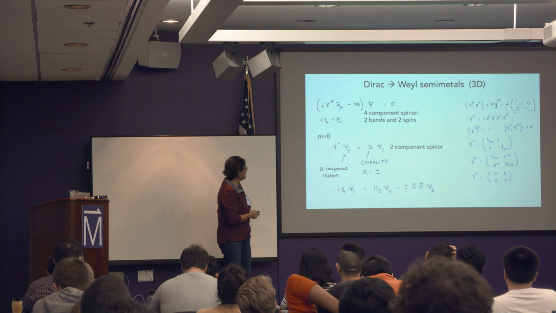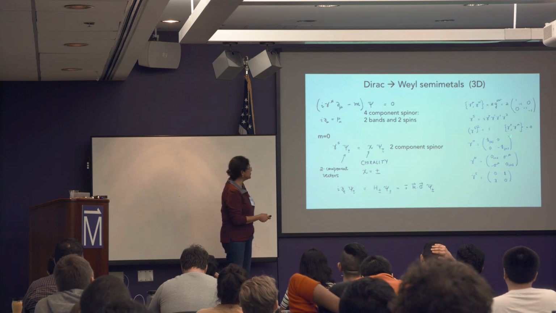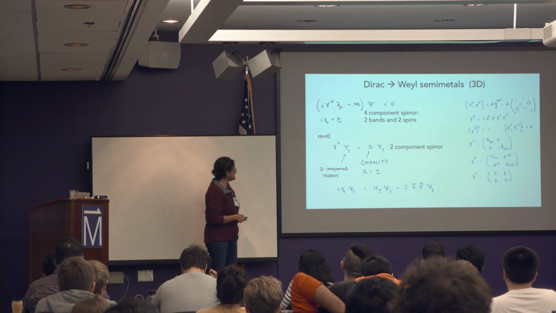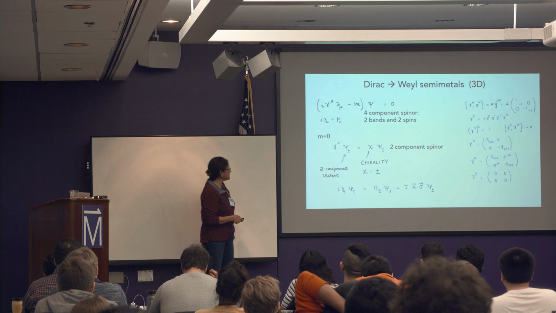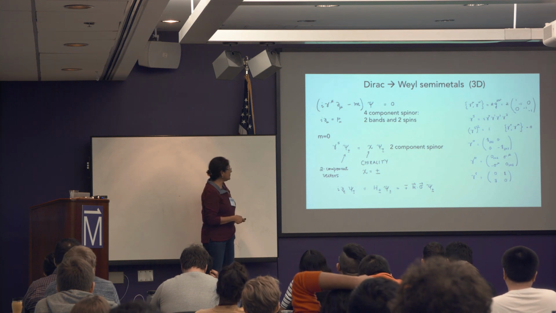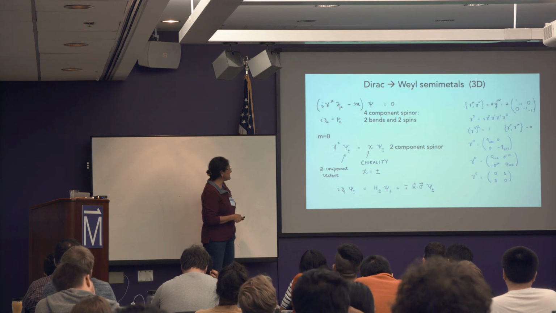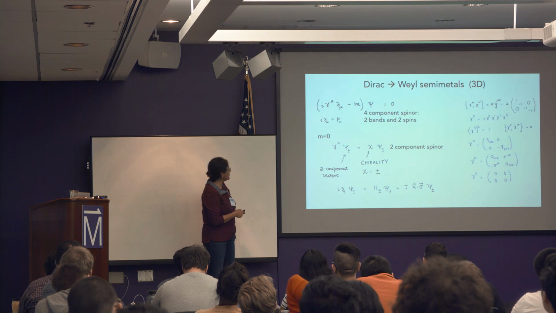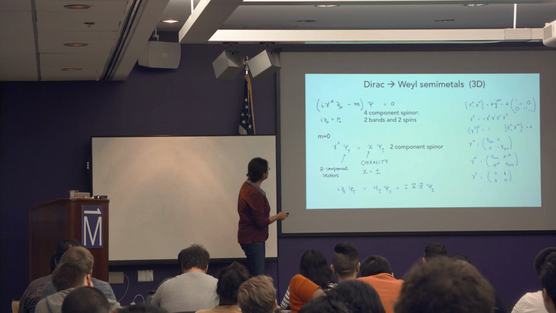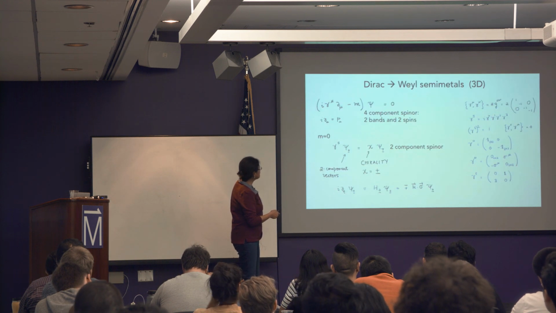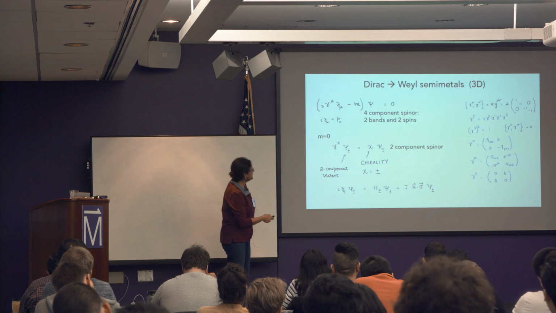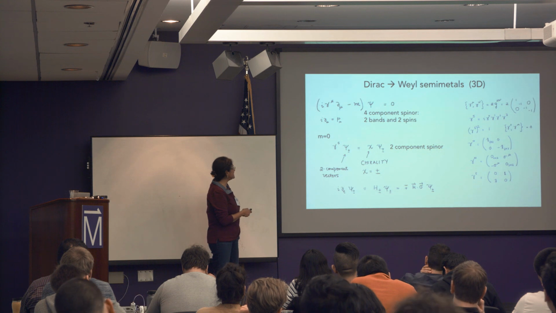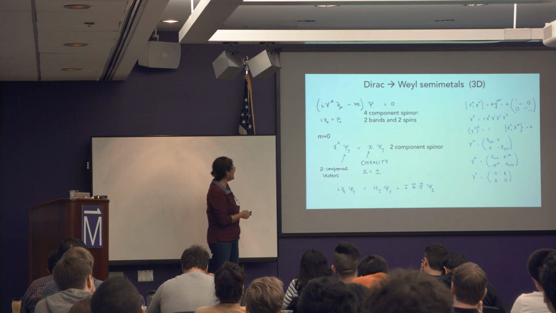In that case, this breaks up into two 2x2 matrices, and you get the Weyl equation written down here at the bottom. And you can see that essentially, the Weyl equation has this form, and the main point about this is that the chirality, which is the gamma 5 matrix, written here in terms of the other four gamma matrices. Basically, the chirality is the eigenvalue of gamma 5.